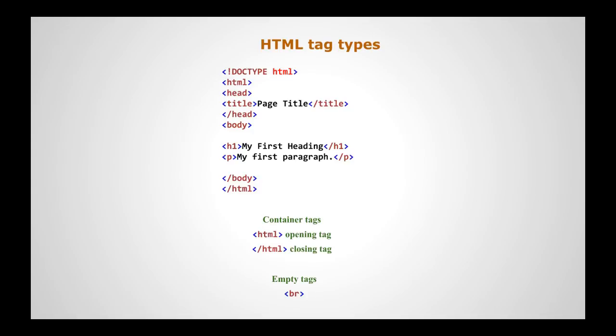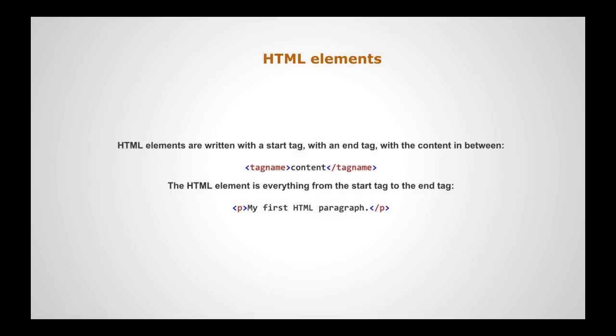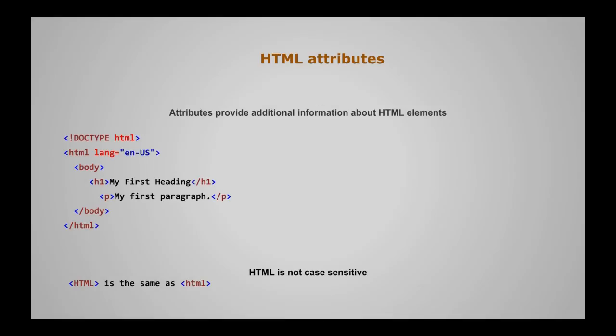The next keyword that we will learn in this lesson is HTML elements. HTML elements are written with a start tag and an end tag, with the content in the middle. So the HTML element is everything from the start tag to the end tag. So all of these that you see here is called an element in HTML: the start tag, the content, and the end tag. The next keyword is the HTML attribute, and attributes provide additional information about HTML elements.